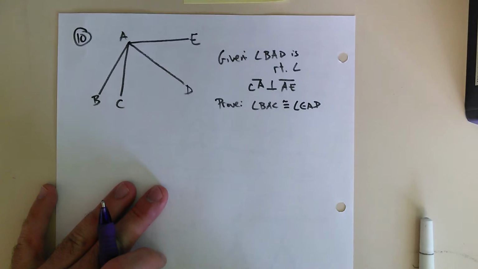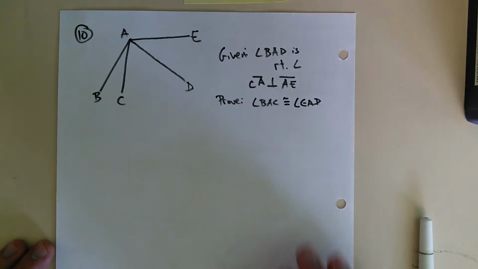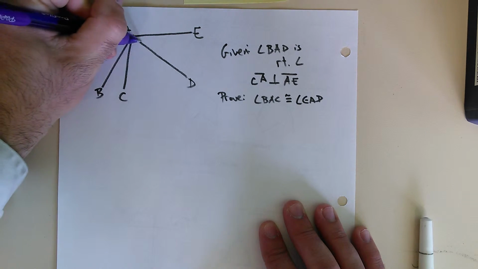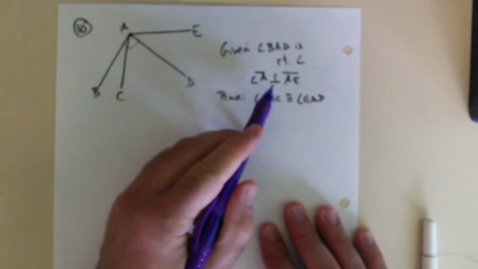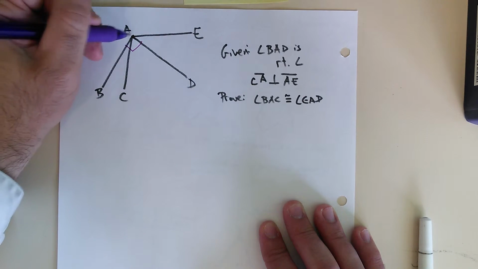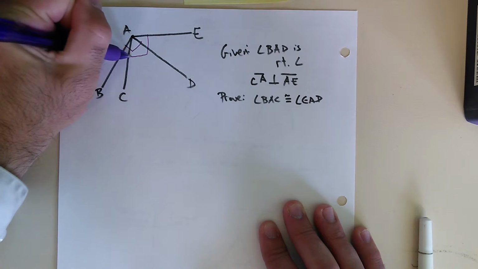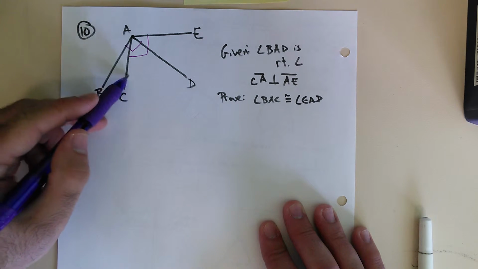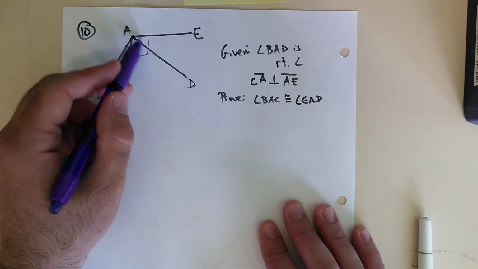And our last problem here, we're given this picture here. We're given that BAD is a right angle. Here's BAD. And we're given also that CA is perpendicular to AE. CA and AE are perpendicular. We know those actually also make right angles as well. And we want to prove that BAC, this one here, is congruent to this one here, EAD.